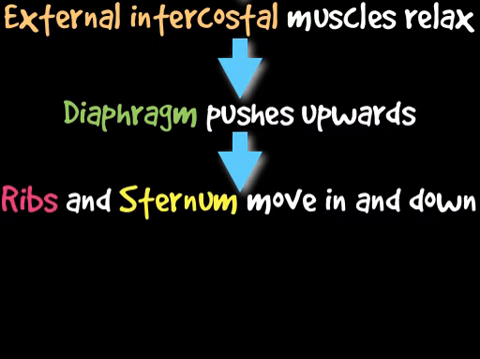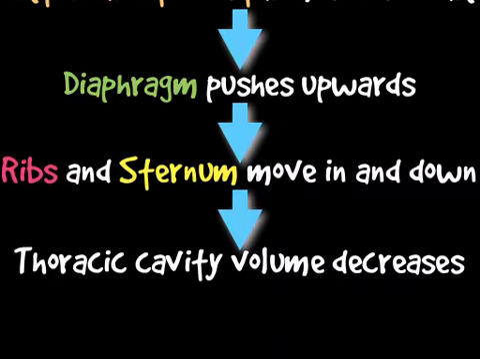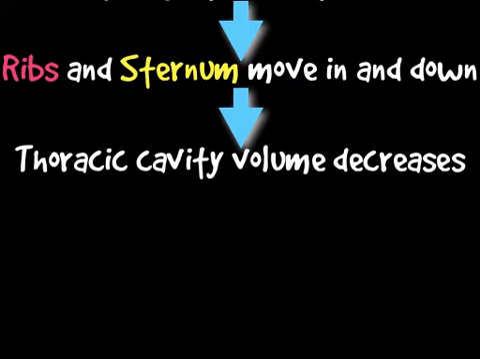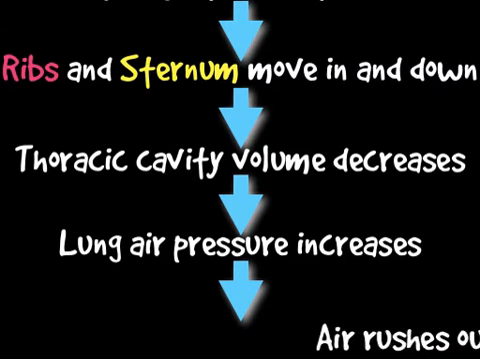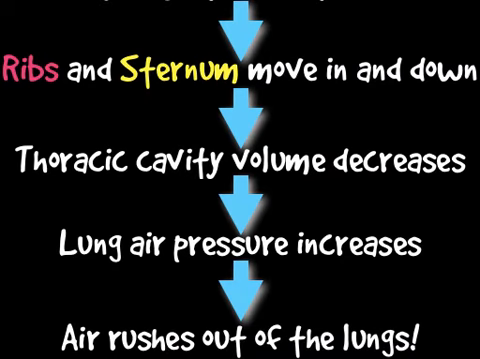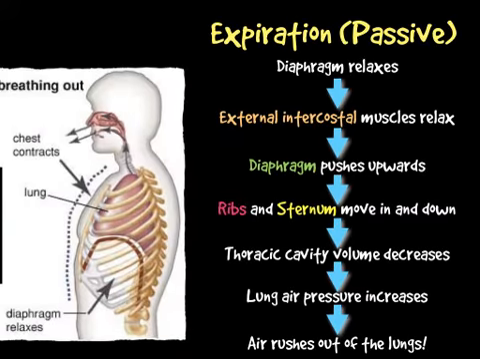It's then when you can start to feel the ribs and your sternum, which is your chest area, move in and down. So your chest starts to go back to its normal state, which means your thoracic cavity volume decreases because the air is being moved out, and so therefore the area around your chest is decreasing in size. Lung air pressure increases outside of the lungs, and that then forces the air out of the lungs and up through your trachea and out through your mouth or through your nose.